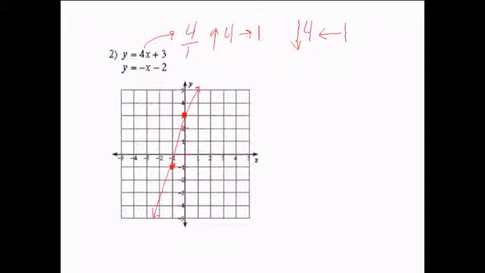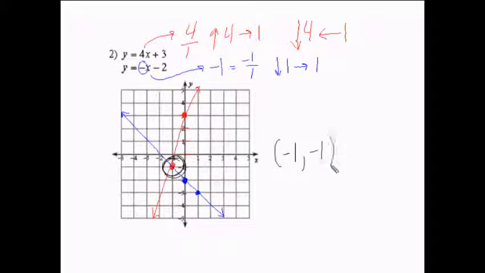My second point starts at -2. And I have no number, so that'd be -1, which is the same thing as -1 over 1. So I'm going to go down 1 and over 1. Down 1, over 1. And I'll draw my line. And here's my solution. In this case, the x is negative and the y is negative.